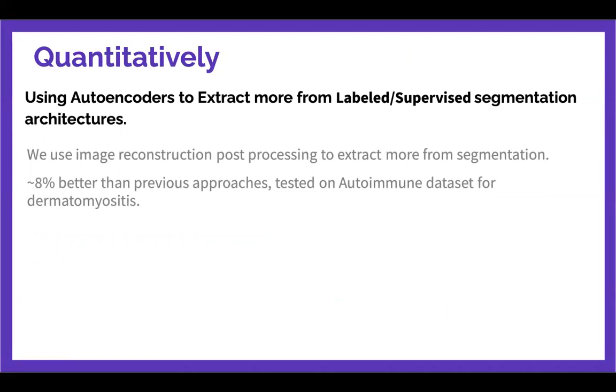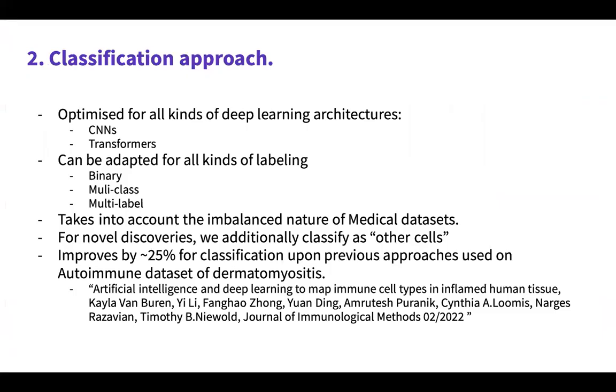by around 8%. Moving on to the second task, which is the classification task, we have optimized our approach for both CNNs and transformers, as well as for different kinds of classification tasks, such as binary, multi-class, and multi-label classification. We've also taken into account the imbalanced nature of medical imaging data sets, and this approach has helped us improve our classification performance by as much as 25% over existing state-of-the-art approaches on the autoimmune data set.